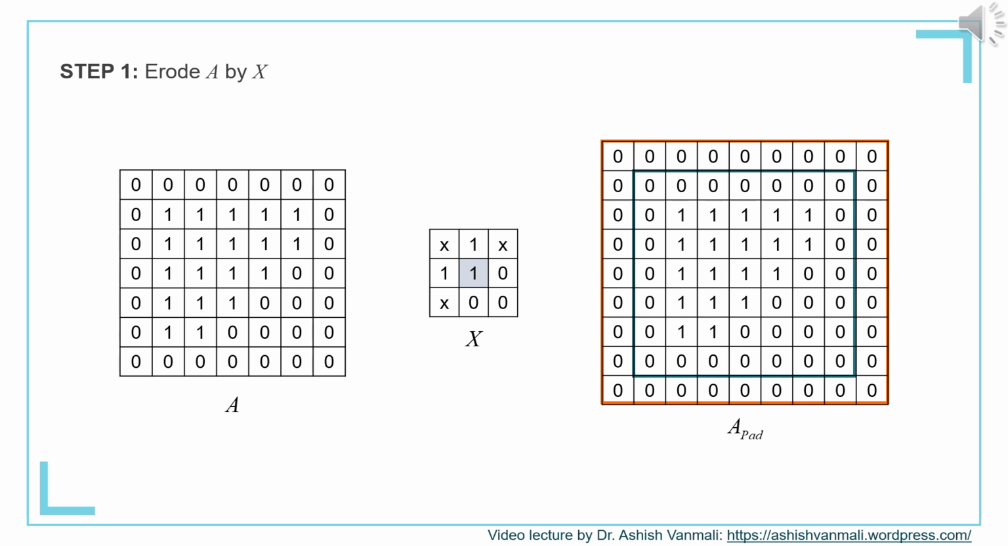So let's start with step 1, where we are going to erode A with the structuring element X. In this case, X is a 3x3 and the center is already defined. So we have one row above and below the center, and one column left and right of the center. Hence we will be padding A with one row above and below and one column on the left and right with the value 0.